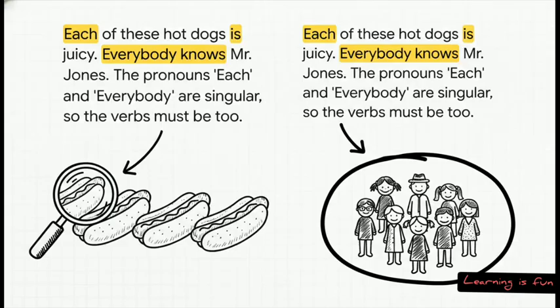Let's see it in action. So in the first sentence, yeah, you're talking about a bunch of hot dogs, but the real subject is each, and each is always singular, so each is juicy. Same thing with everybody. The word points to a group of people, but the word itself is singular, so everybody knows.